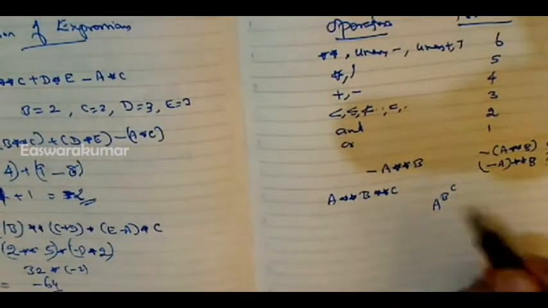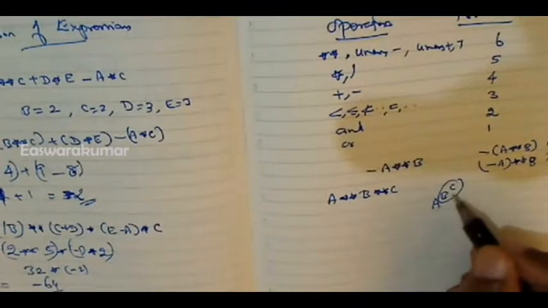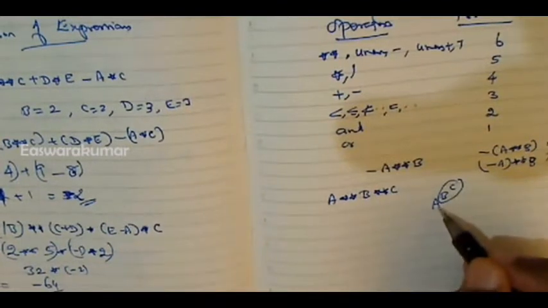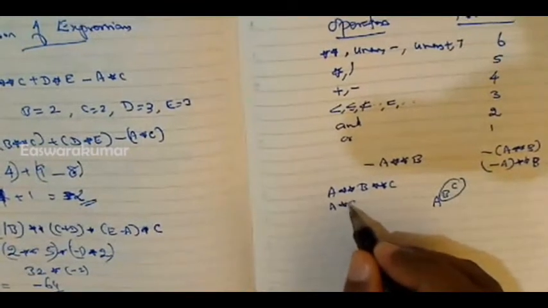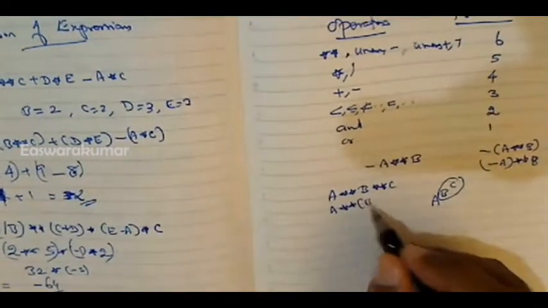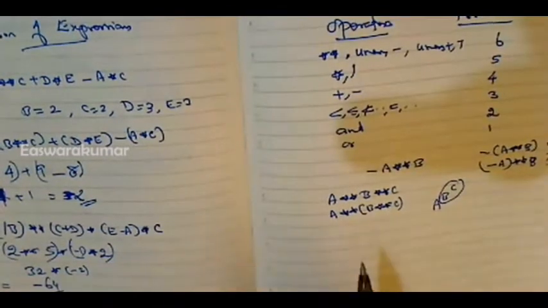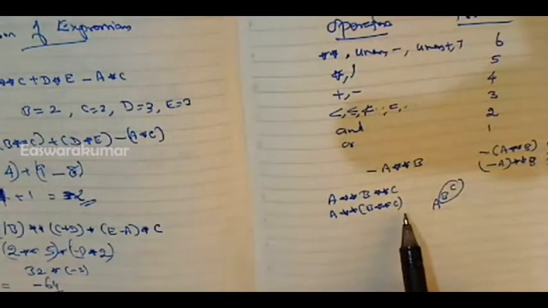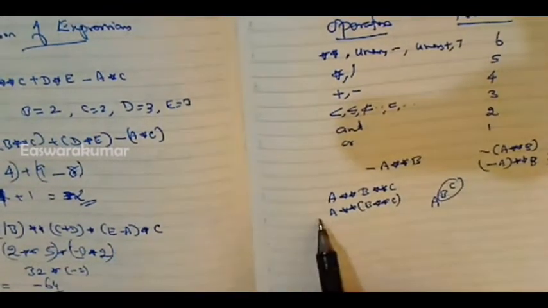If this is the case, what do we do? First we evaluate this, right? Then only that value will be considered as the power, and we take A power that value. So here, if you give the parenthesis, what happens? You get A star star, in brackets, B star star C. So this is what we get, right? Therefore, when this comes, the evaluation is from right to left.